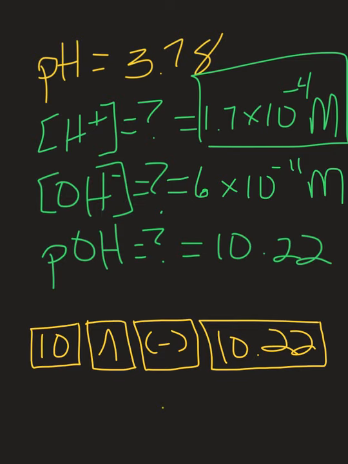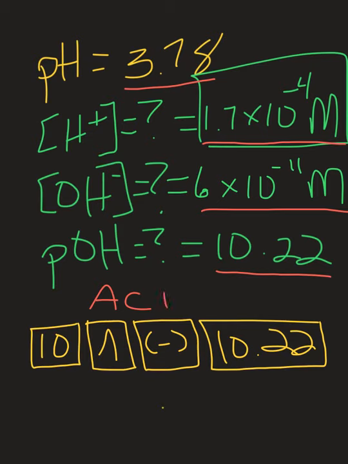So now we were able to get all four. It gave us our pH. We calculated hydrogen ion concentration. From there, we were able to calculate pOH. And then from there, we got hydroxide ion concentration. Bonus question, is this an acid or a base? Okay, look at the pH. Remember, acids have a pH less than 7. So this one is an acid based on the pH. Okay, let's do another one.